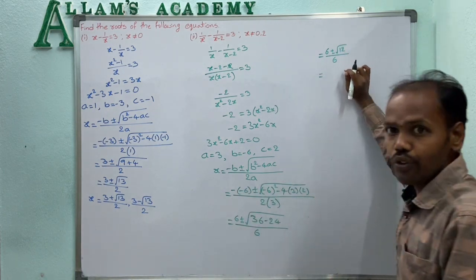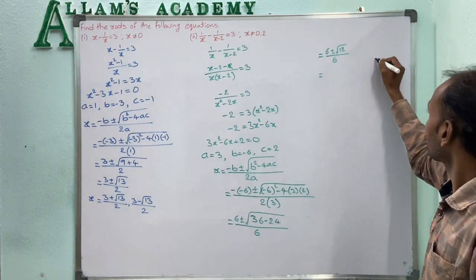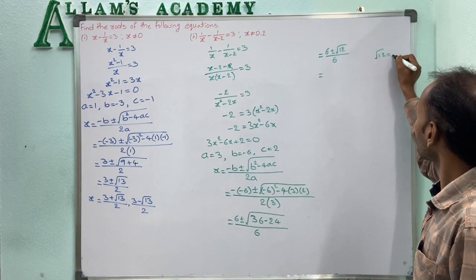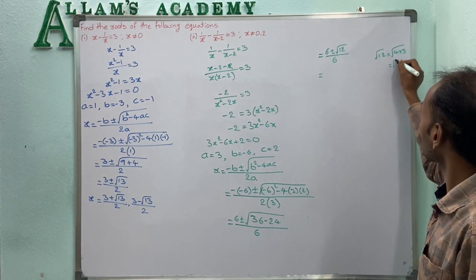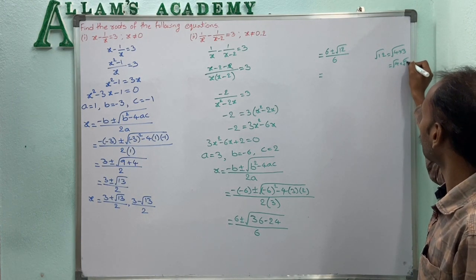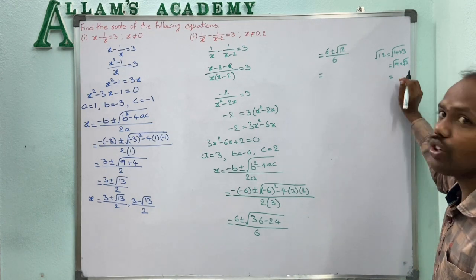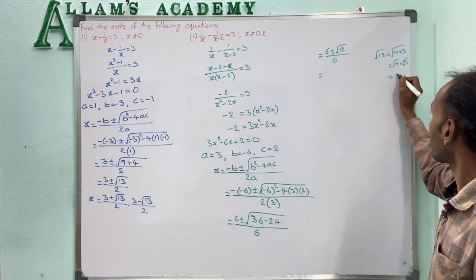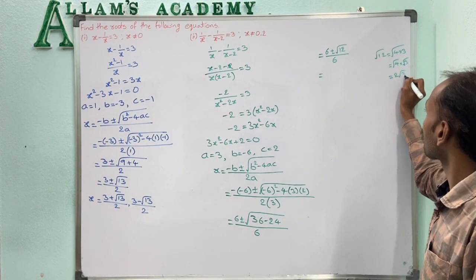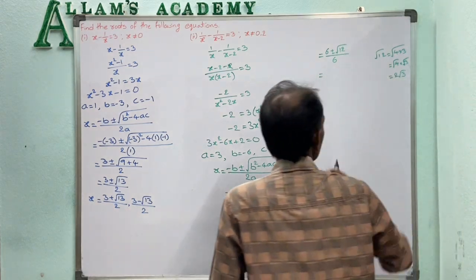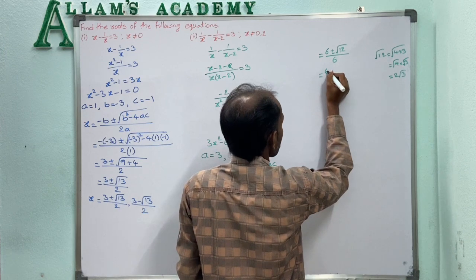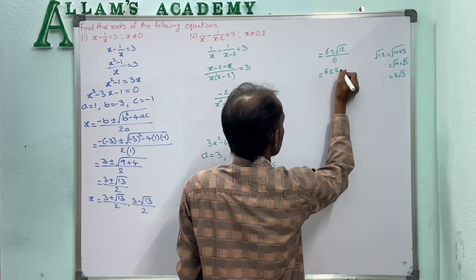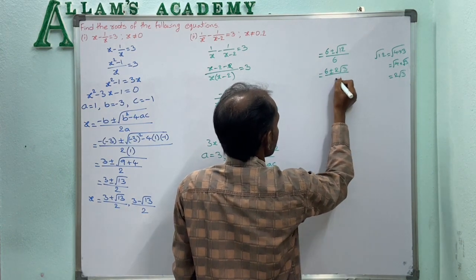Now here root 12 means we can write this one as under root 4 into 3. So root AB is nothing but root A into root B. That means root 4 into root 3. Root 4 means we can write 2 into root 3. That means root 12 means now we can write 2 root 3. So 6 plus or minus 2 root 3 by 6.